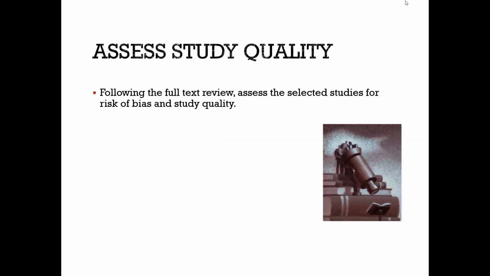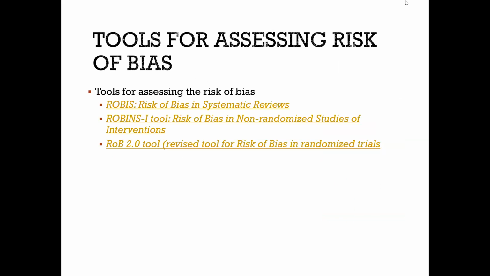Following the full-text review, assess the selected studies for risk of bias and study quality. The tool to do this is ROBIN. These are the different tools you can find, and they help to find the risk of bias. When anybody does a systematic review, a single individual cannot do it. There should be multiple reviewers, at least 2, who should do this review independently, without each other's input. They should be very independent.